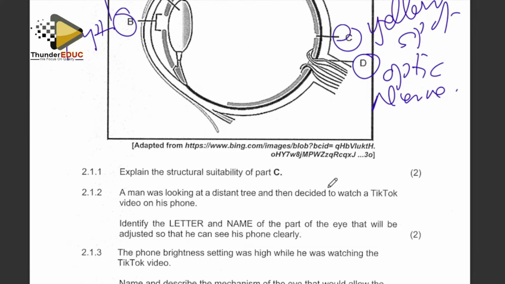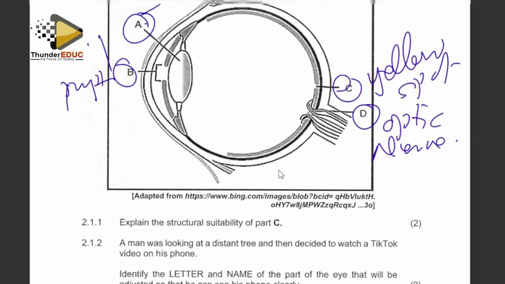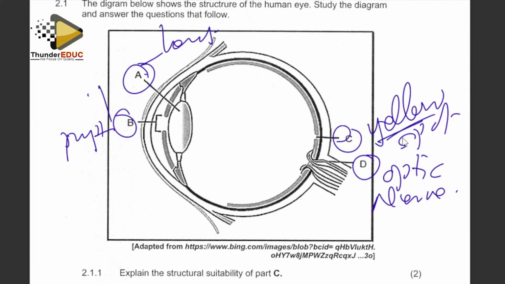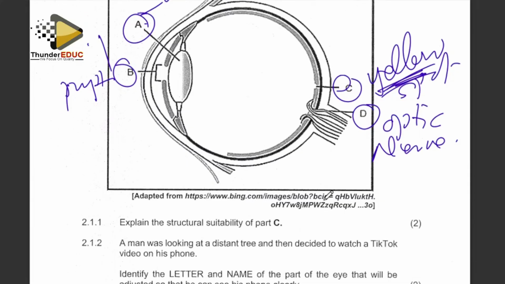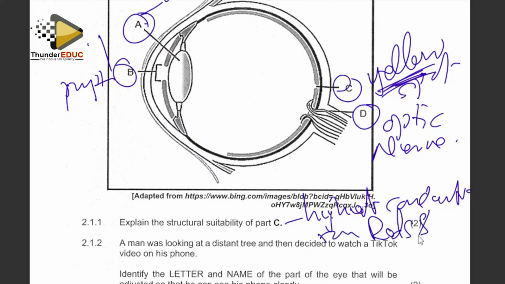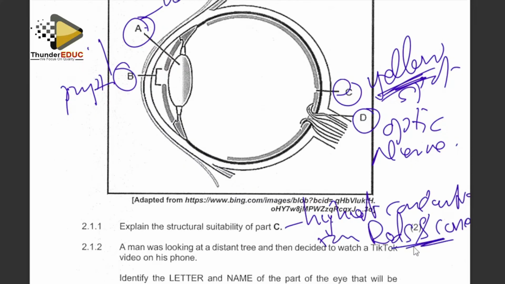Explain the structural suitability of C. Meaning, what is C? Remember, yellow spot, that's where the clearest image is formed. So they want the structure, meaning that it has the highest concentration of rods and cones. What makes the clearest image to be formed there is that it has the highest concentration of rods and cones, or the highest concentration of photoreceptors.